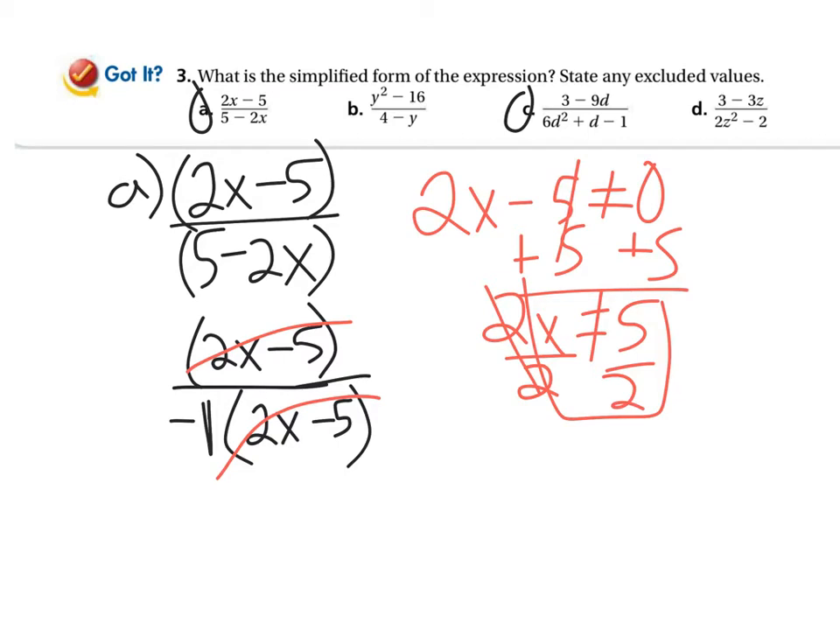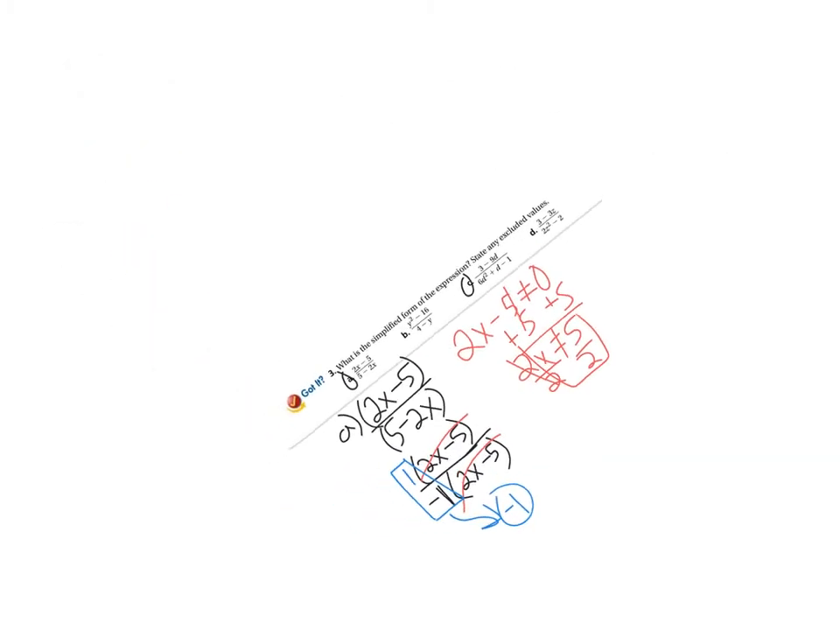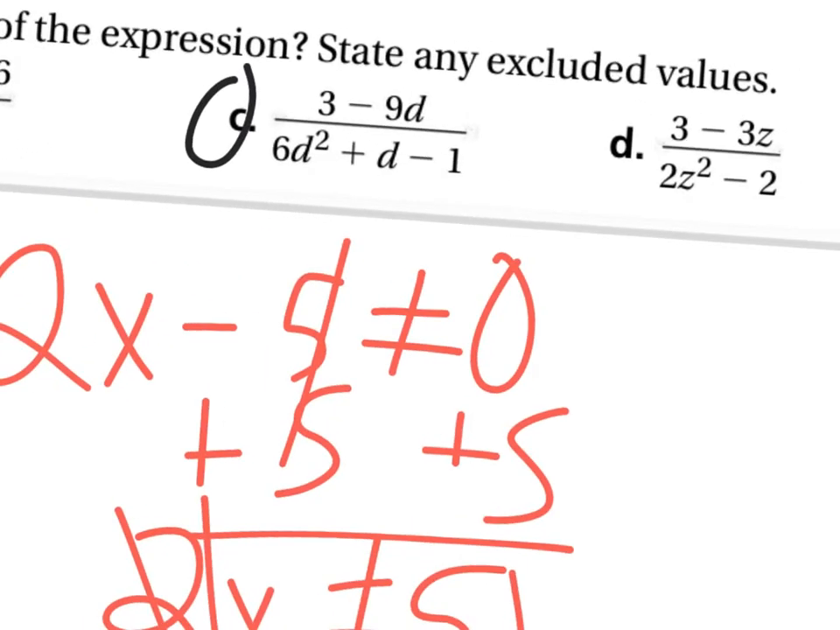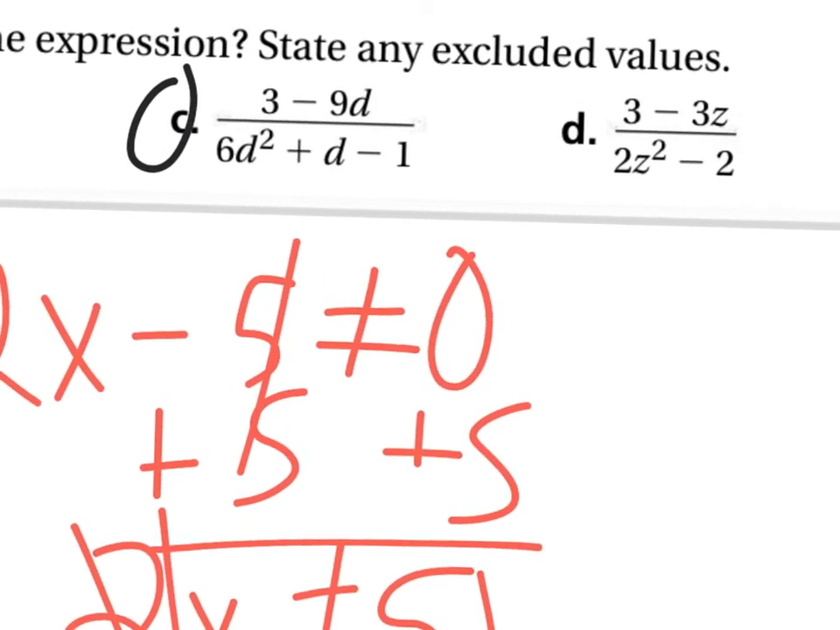Remember, in the numerator we don't have anything, but we could put a 1 there. Then 1 divided by negative 1 would be negative 1. So negative 1 would be our simplified answer as long as x is not equal to 5/2. Did you ever guess that? Yeah, that didn't work. Look at part C.